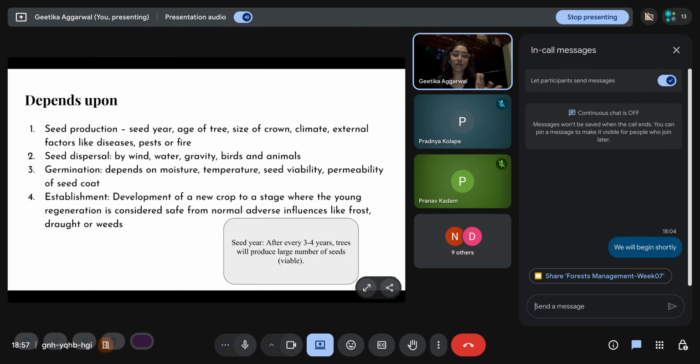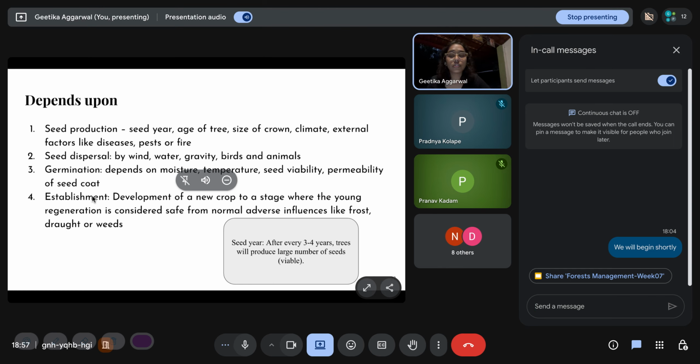What is the climate? Of course, seeds getting sprouted depends on the climate. External factors like diseases, pests, or fire. If there's fire, then these trees will also get destroyed. Even the seeds in the soil will get destroyed. All of these things, pest infestation, will affect the outcome. Diseases will affect. So if the seeds get diseased, then again they will not be able to sprout properly.